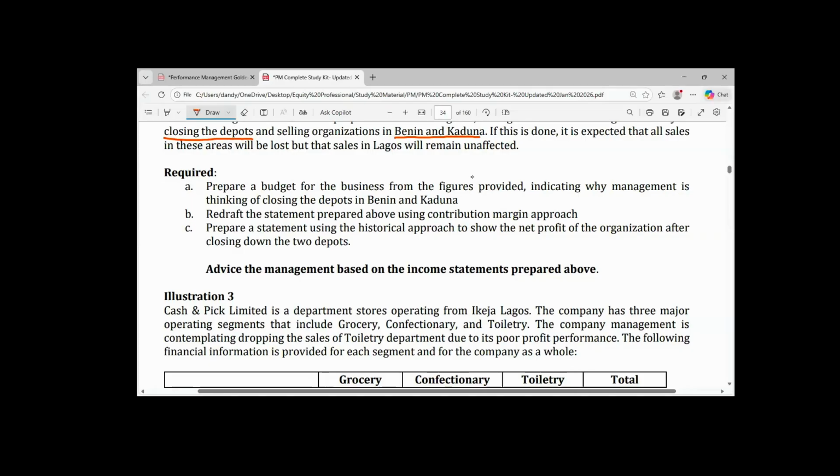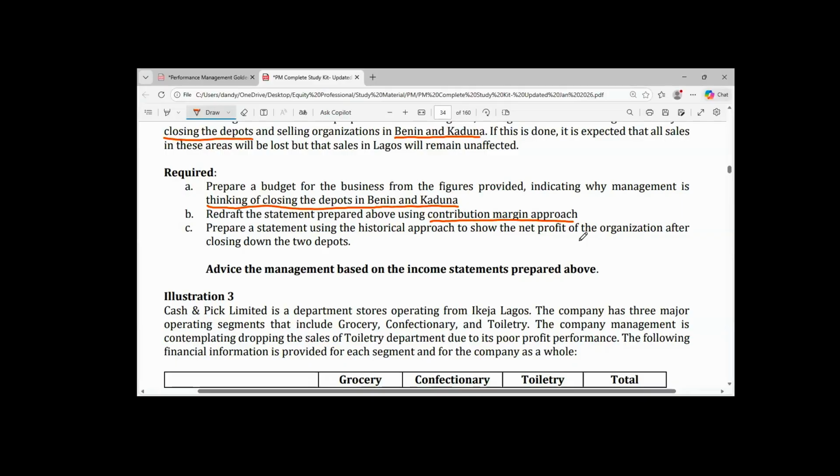Requirement: A, prepare a budget for the business from the figures provided, indicating why management is thinking of closing the depots in Benin and Kaduna. B, redraft the statement prepared above using contribution margin approach. C, prepare a statement using the historical approach to show the net profit of the organization after closing down the two depots. Advise the management based on the income statements prepared above. All right, stop. Thank you very much, Larry.